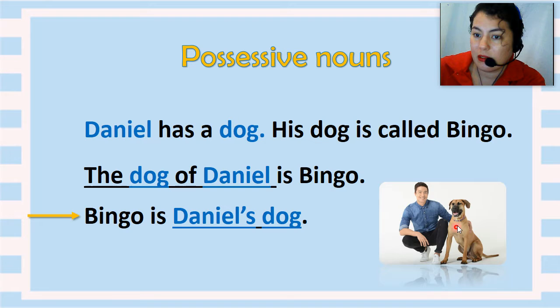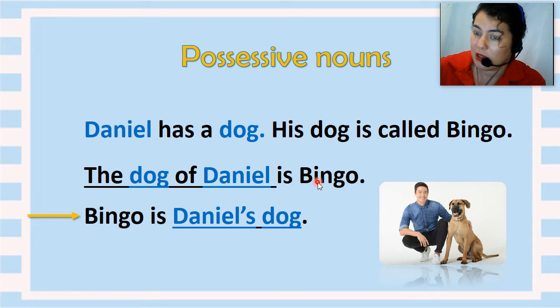Daniel has a dog. This is Daniel, and this is the dog. His dog is called Bingo. This is Bingo. The dog of Daniel is Bingo. Then in this sentence, I'm stating Bingo is the property of Daniel. But we're saying the sentence just like we say in Spanish. The dog of Daniel is Bingo, in the same order that we do in Spanish.